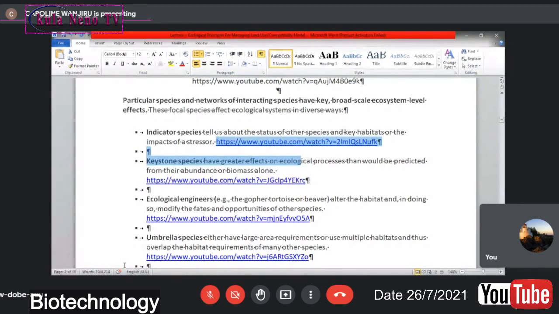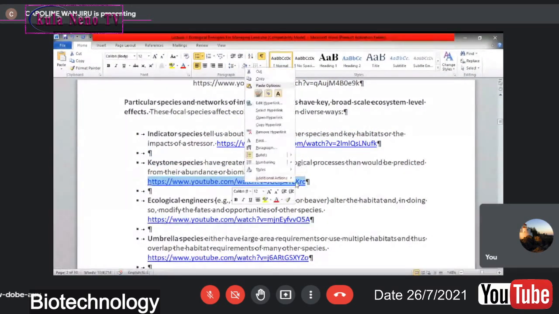We're saying that keystone species have greater effects on ecological processes than would be predicted just from their abundance of biomass alone. So let's also look at this.